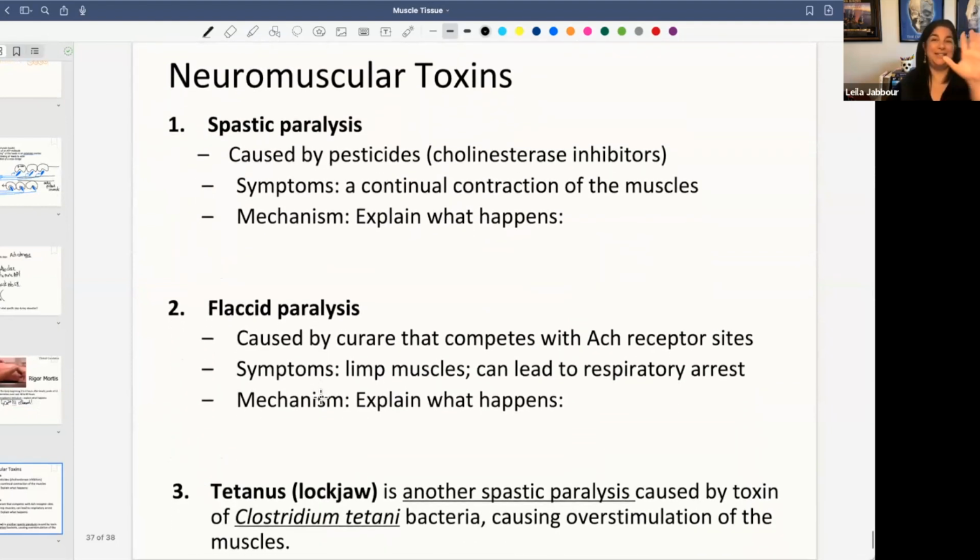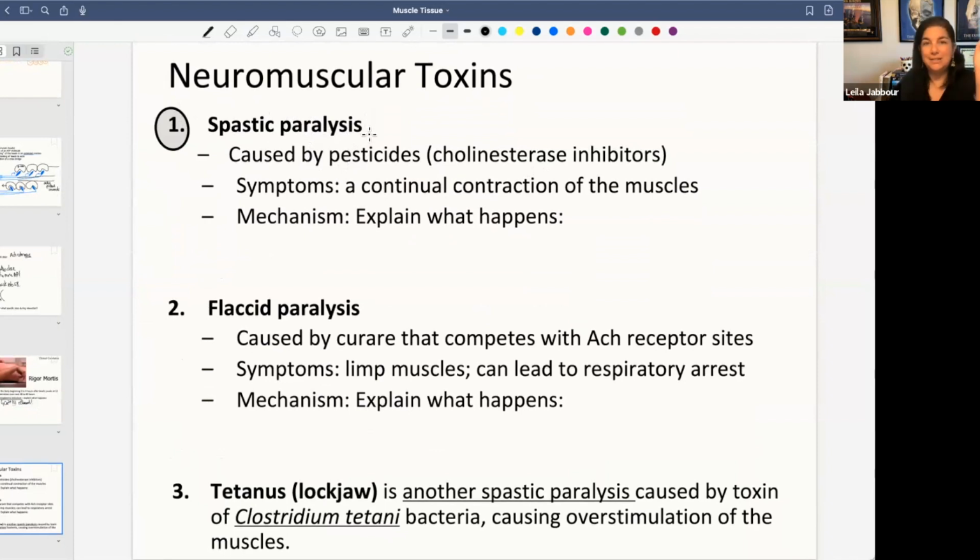So contraction at the neuromuscular junction can be affected by several things, and these are some examples of toxins that are used to produce certain effects. I thought it would be very interesting to talk about these because you might or might not see them in a pathology course. So I thought it would be interesting to talk about them here.